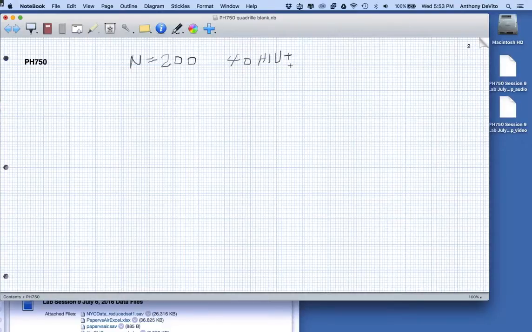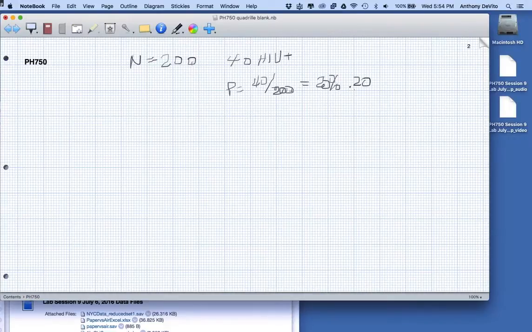Okay, just a quick question: what's the prevalence? If this sample is a good random sample, what does it look like the prevalence of HIV is in this population? Prevalence is going to be 40 over 200, which is 20%, or 0.20. Okay, so I said to myself, 20% of the people in this population are HIV positive. That's a high rate.